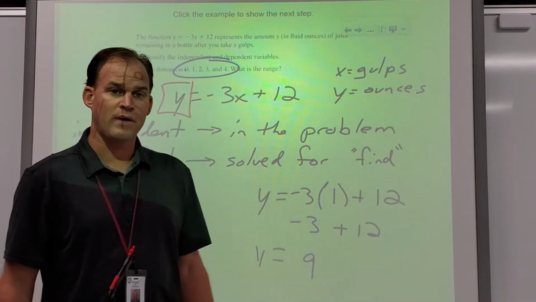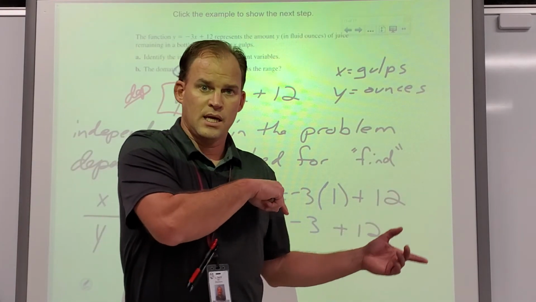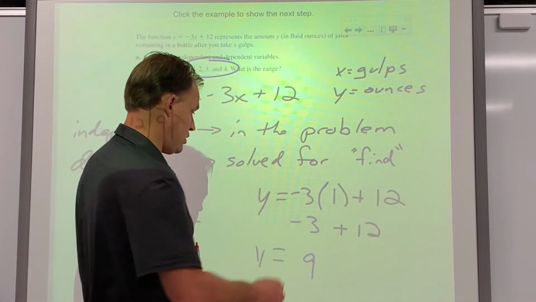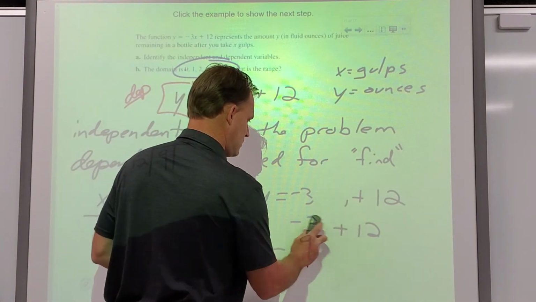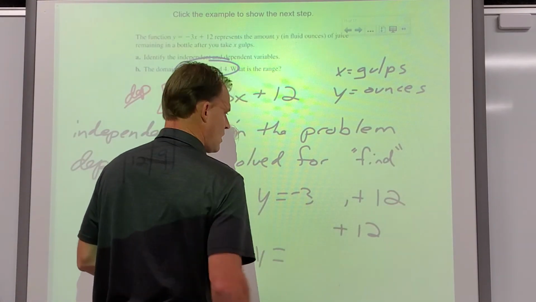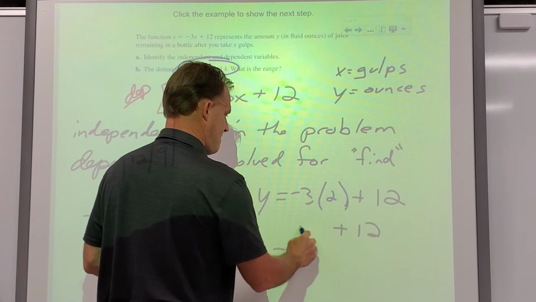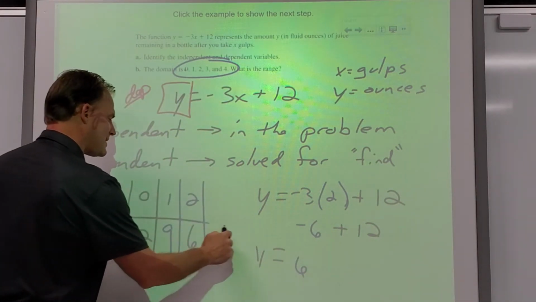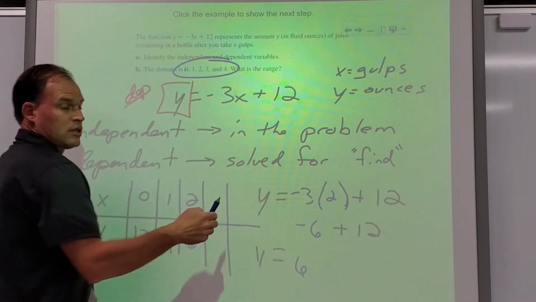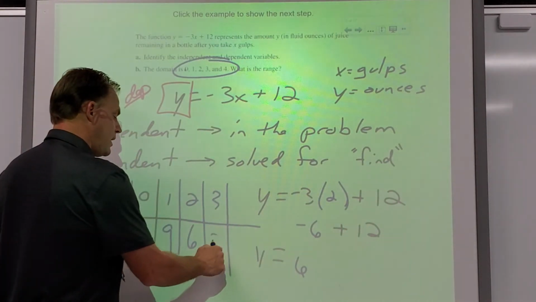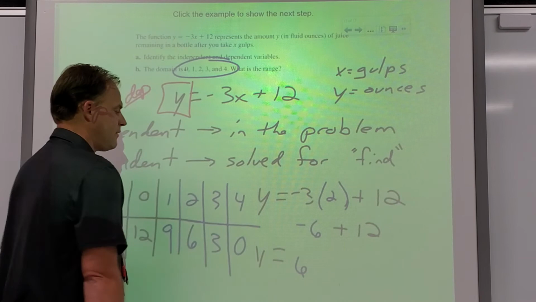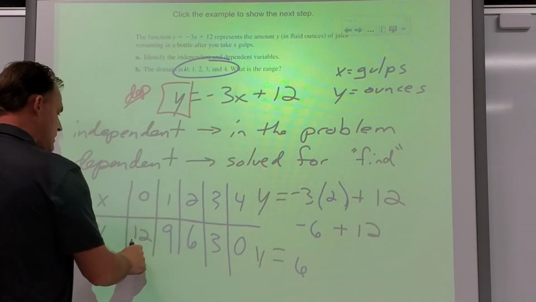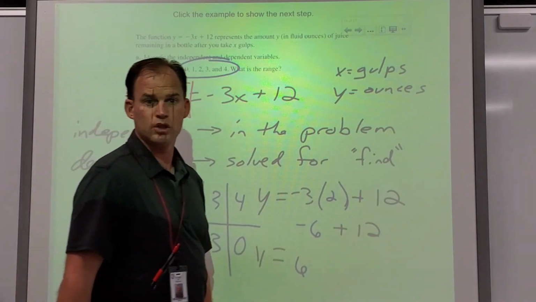For every one of those domains, you need to find the range. So, if I plug in 2, I get 6. Just to make this a little quicker, if I plug in 3, I get 3. If I plug in 4, I get 0. What is the range? This is the range.